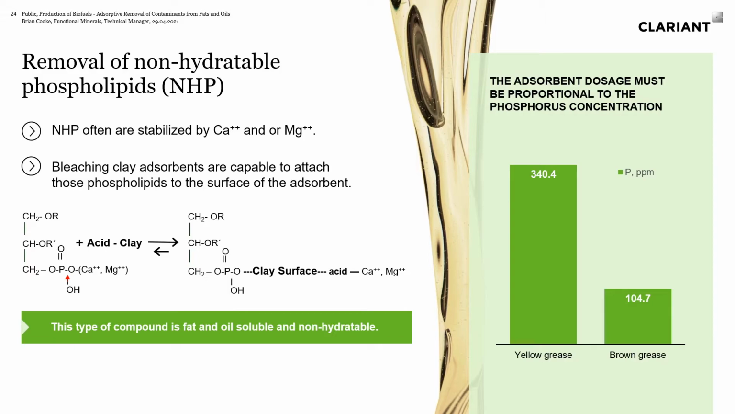The right side of the table here, you're just looking at the adsorbent dosage is going to be proportional to the phosphorus concentration. So, I mean, if you have something that has 340 parts per million phosphorus, you're going to be using a lot more adsorbent than you would with something using 100 parts per million phosphorus.